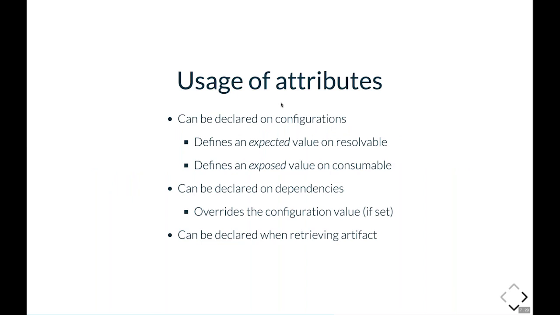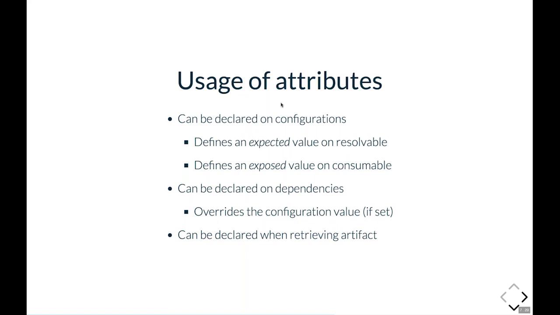So attribute usage normally is something that as a user, if you're a simple Gradle user writing build scripts, you shouldn't see much of it. However, it becomes important for plugin authors or more advanced usage if you're even trying to build an ecosystem like the Kotlin ecosystem. Attributes can be declared at the configuration level. It defines an expected value on a resolvable configuration, and it defines an exposed value on a consumable configuration.